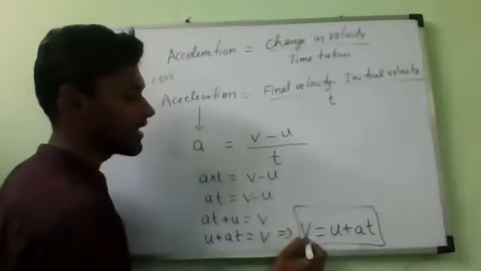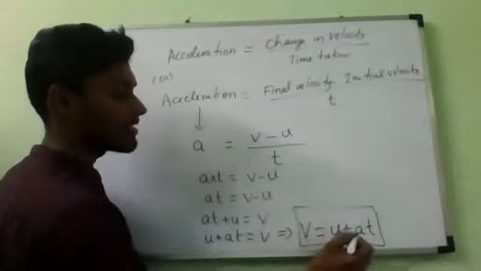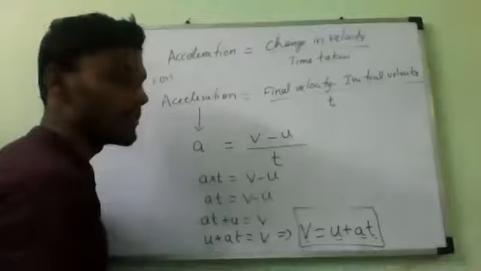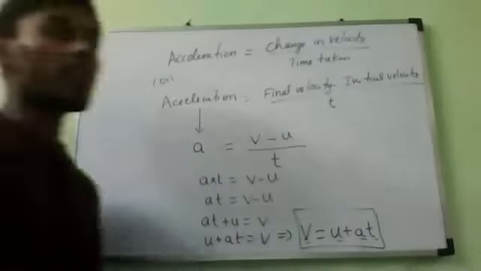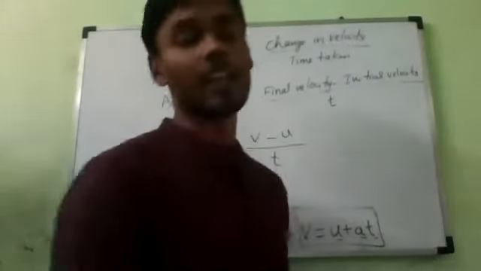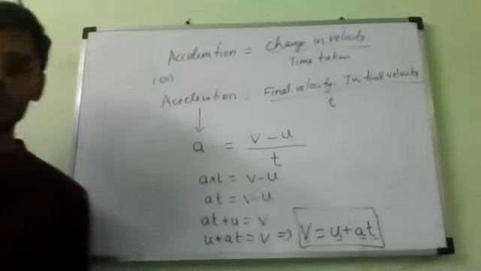V equals final velocity, U equals initial velocity, A equals acceleration, and T equals time taken. T is equal to what? Time taken. That's all. So what does this equation give? The velocity acquired by a body in time T. That is, you should remember.